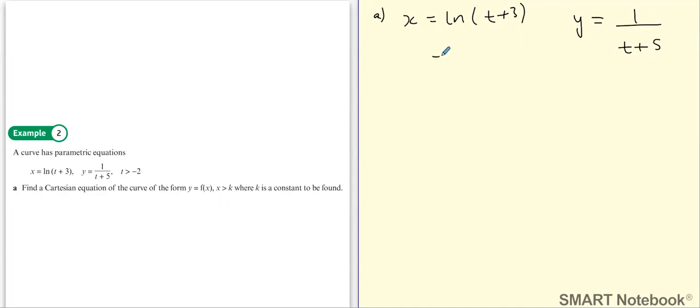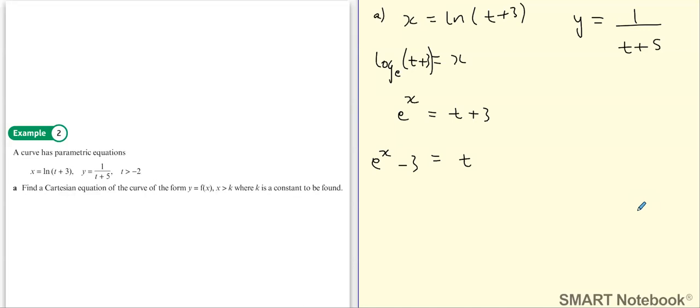Well, let's not forget that this is the same as saying log base e of t plus 3 equals x. So that then means e to the power of the right hand side equals the bracket. And from there we can make t the subject very easily. We can say e to the x minus 3 equals t. Does that make sense? Are you happy with that?